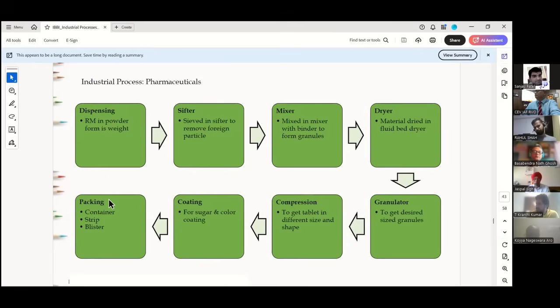So normally the machines used in tablet formation are the sifter, mixer, dryer, granulator, compression machine, coating machine, and packing machines. Many times you will also find the blender. Again, a blender is one type of mixer with some other applications also. Okay. So the conversion of powder form to tablet form takes place in pharmaceutical products using some machinery processes.